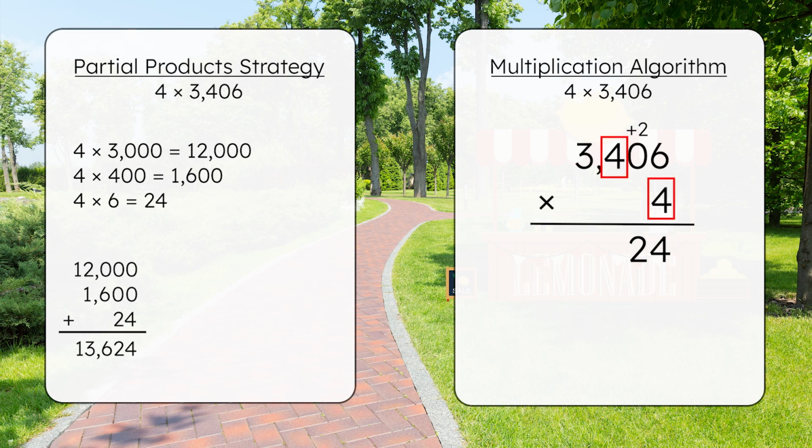Then we do 4 times 4 hundreds, which equals 16 hundreds. We record the 6 in the hundreds place and regroup the 1 thousands. Pause here and try the last step on your own. Four times the 3 in the thousands place equals 12 thousands, plus the regrouped 1 from 4 times 4's partial product equals 13. That's the same total, 13,624.